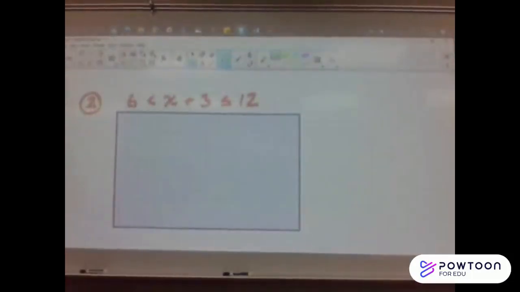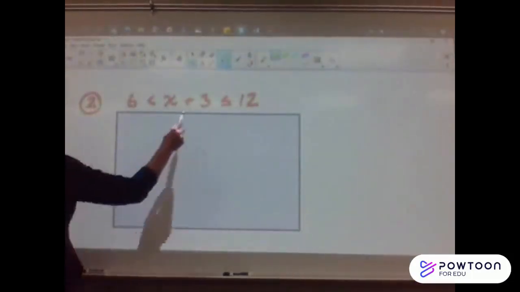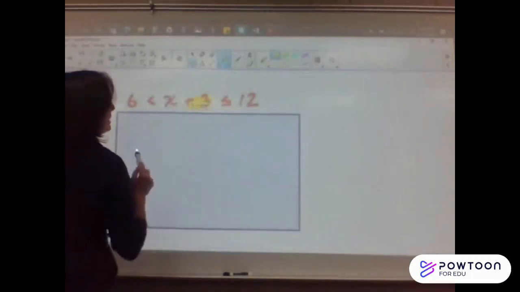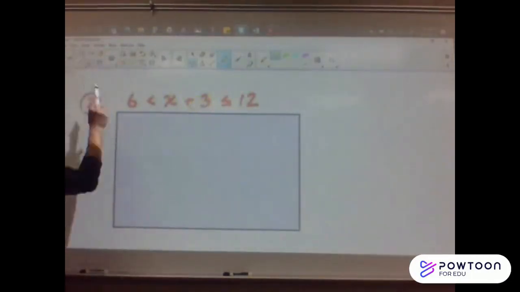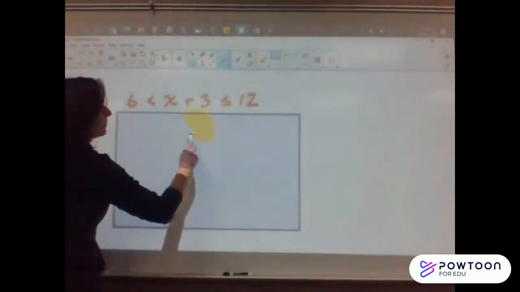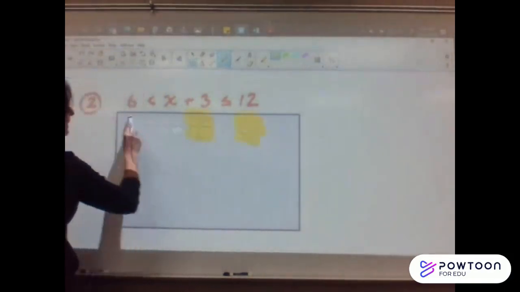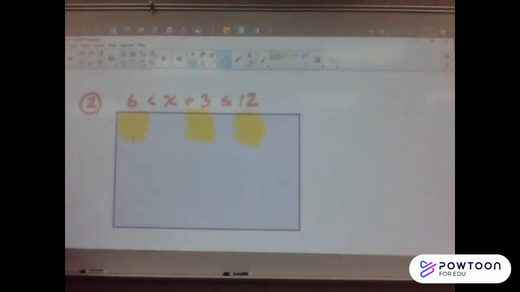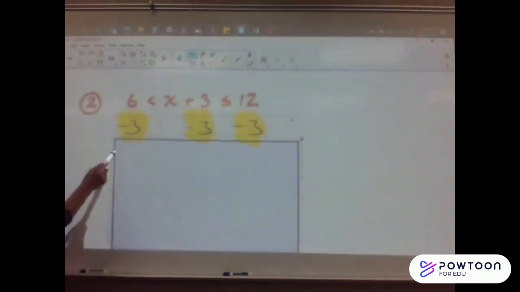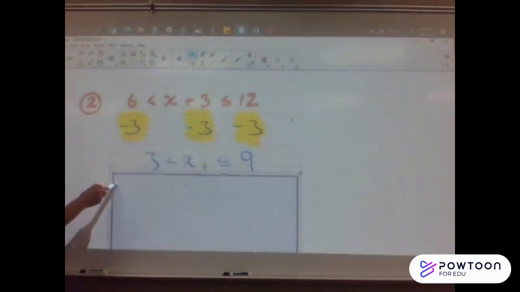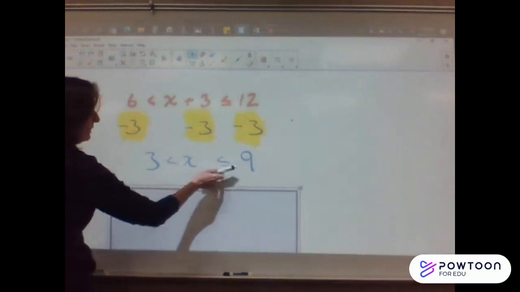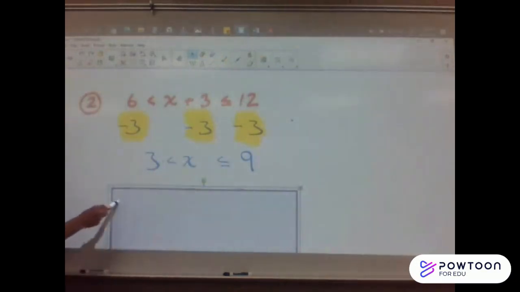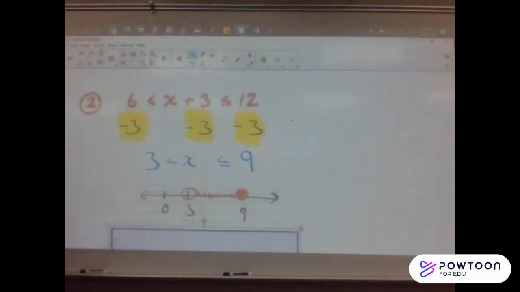Okay, remember to solve a compound inequality, if I need to move that positive 3 to get the x by itself, I have to subtract the 3 here, on this side, and on this side. So I have to subtract the 3 in 3 places. So we subtract the 3 from all 3 places, and we're left with x is greater than 3 and less than or equal to 9. And there's our number line.